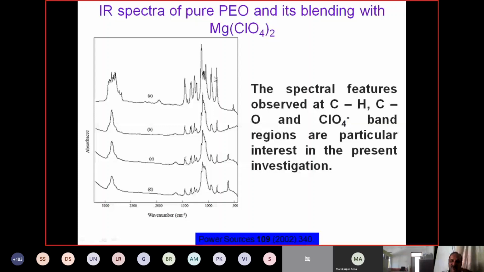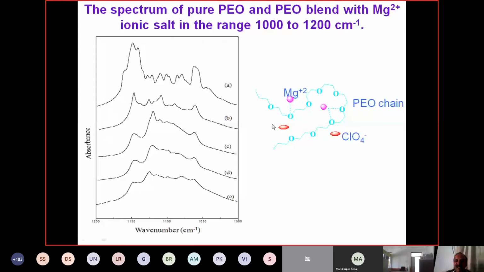Okay, you see here, this range is 1000 to 1200. That means this band position is changing by increasing the salt. Because of what? Because this magnesium is coordinating with the oxygen. When you add the salt, this magnesium cation is coordinating with the oxygen of that polymer. So because of that, the total internal structure is changing.